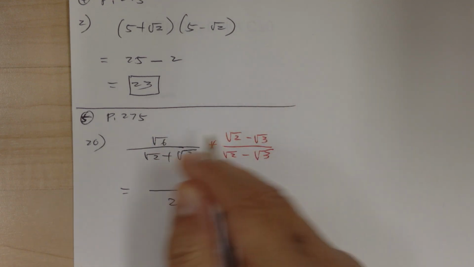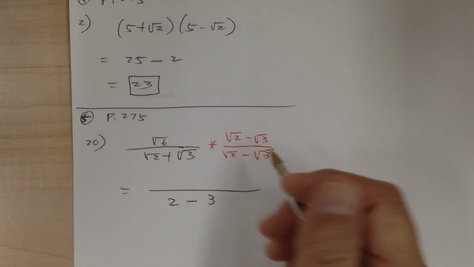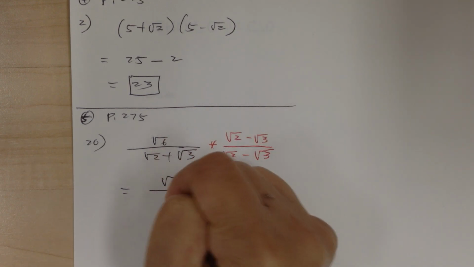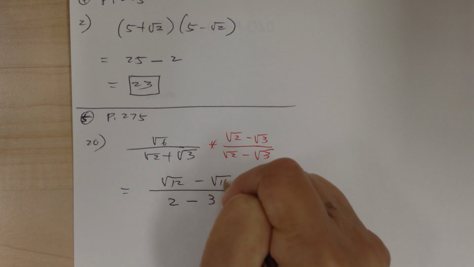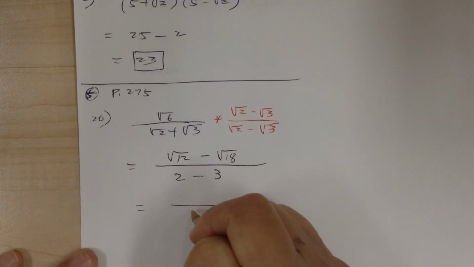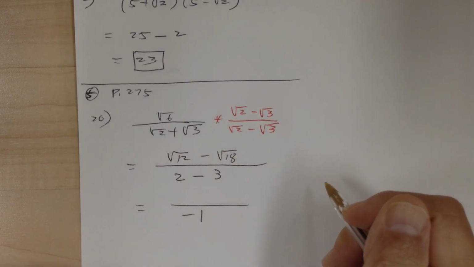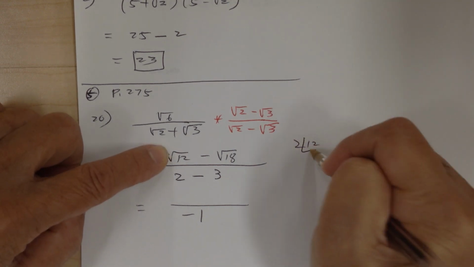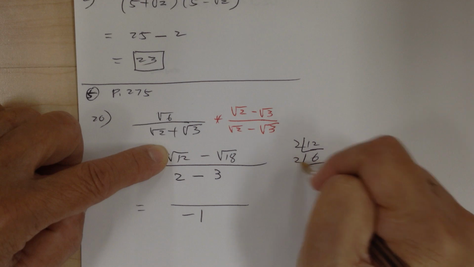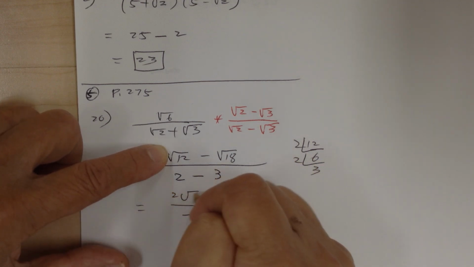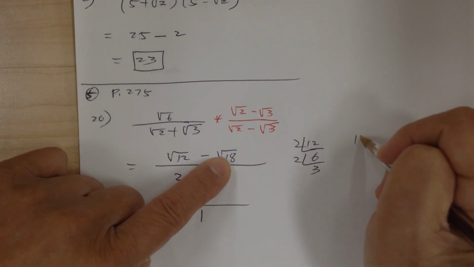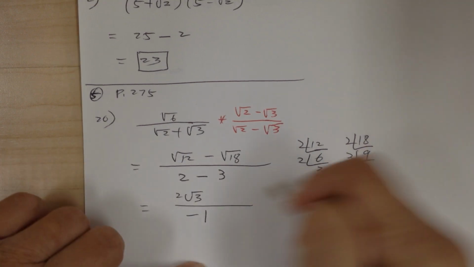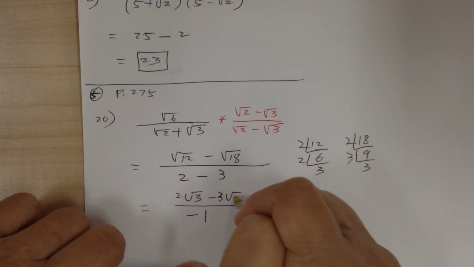When you're multiplying this one, you just do it the normal way. So it would be square root of 12 minus square root of 18, and the bottom will give you -1. And you can simplify this. The 12, you can simplify 2, 6, 2, 3, so it'd be 2 square root of 3. The 18, you can do 2 and get 9, 3, and 3, so it'd be 3 square root of 2.